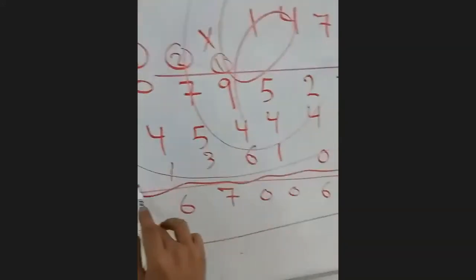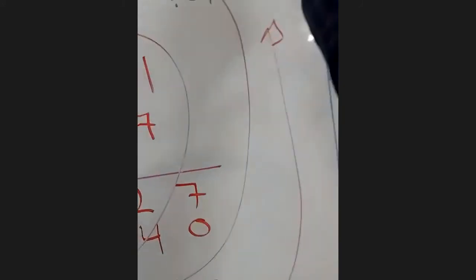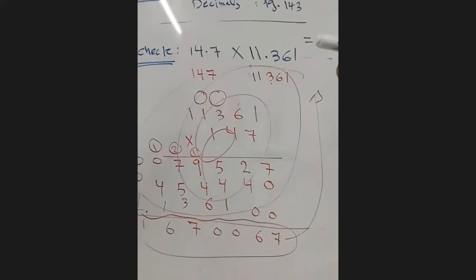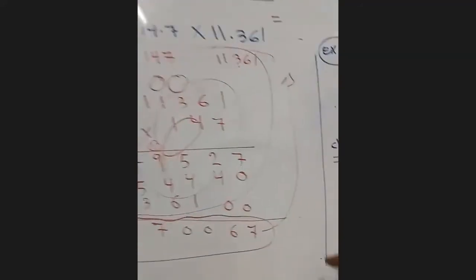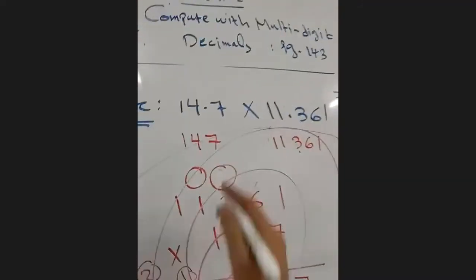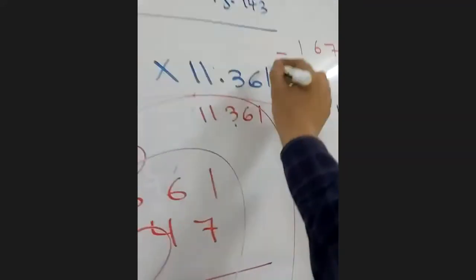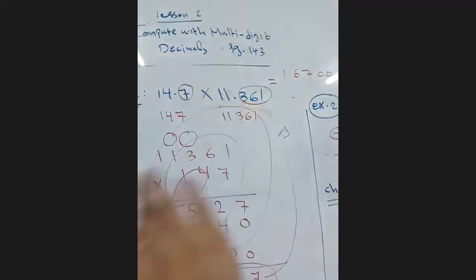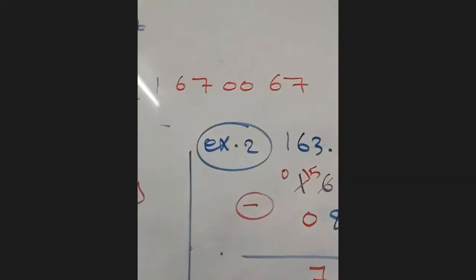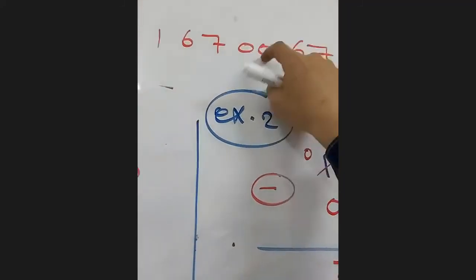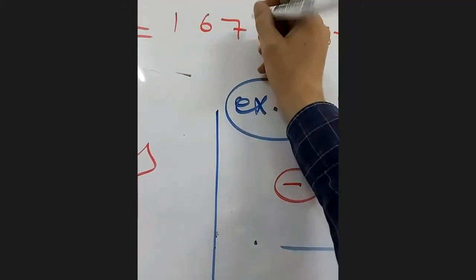I take it and I will go back to my question here and I put equal. And I'll put all of the numbers here. Same, 1, 6, 7, 2, 0, 6, 7. Now I'll go to my numbers here. I have 1 digit here and 3 digits here. Together, they are 4 digits after the decimal. So I'll go to my number from the right and count 4 digits. 1, 2, 3, 4. And put my decimal.